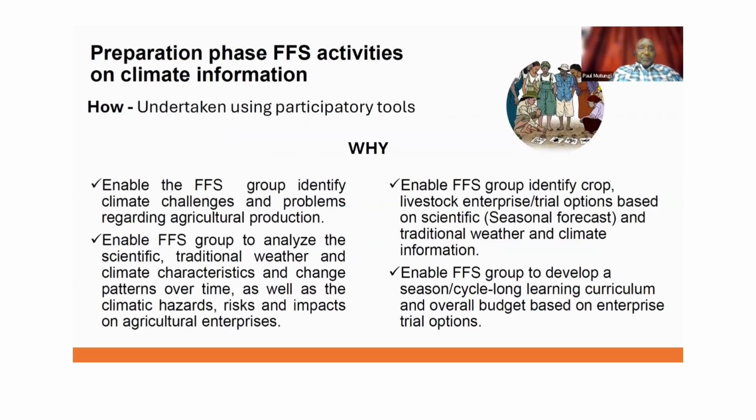In all these 3 phases, you'll find there are certain activities that are being undertaken. Next slide. So what are the preparation phase FFS activities on climate information? First of all, these are undertaken using the participatory tools, and these activities are undertaken before the beginning of the season. I have to emphasize that. And they enable the FFS group to identify climate challenges and problems regarding agricultural production. They also enable the FFS group to analyze the scientific, traditional weather and climate characteristics and change patterns over time, as well as the climatic hazards, risks, and impacts on agricultural enterprises.